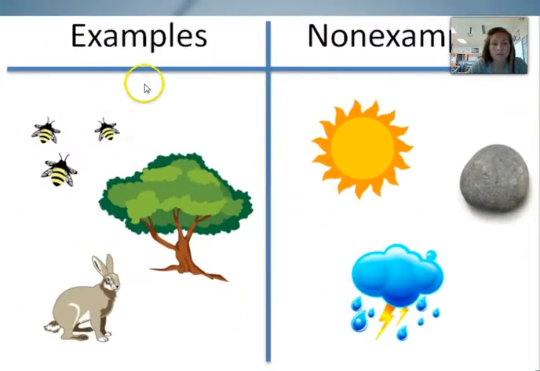And here I have a picture of examples of living things that might be in an ecosystem, like a tree, bees, rabbits, grass, flowers, whatever it may be. Non-examples would be things like the sun, a rock, clouds, water. Those things are not living. So we have biotic versus abiotic. They do affect each other though.